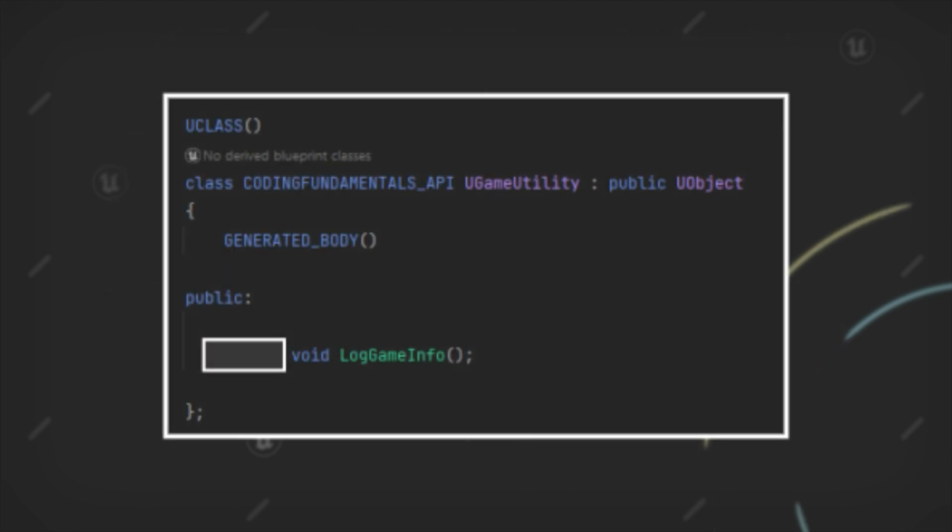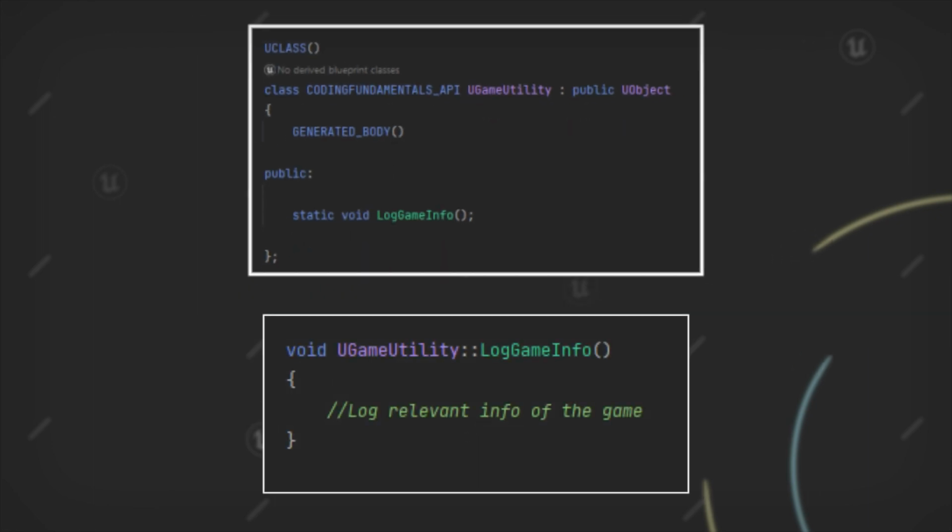So how do you create static methods? For that, you simply have to add the static keyword in front of a method when you declare it in your class. When implementing the static method in a CPP file, you don't have to add the static keyword in front of the method again. But that's all you need to create a new static method.